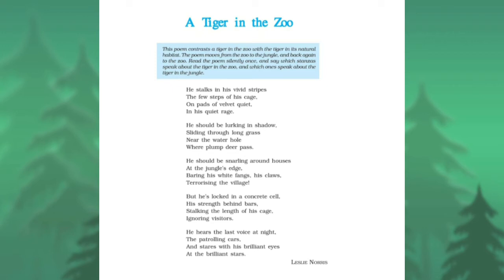So the second stanza is the situation where the tiger is in the jungle. Okay, then let's come to the third stanza.